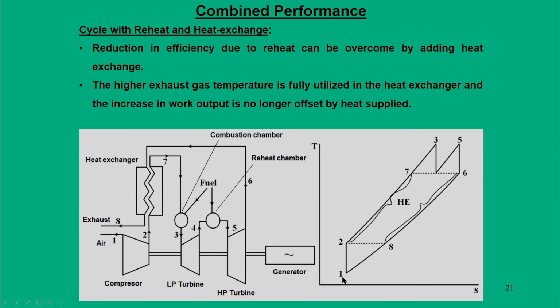The complete thermodynamic cycle could be 1, 2, then with reheating 2 to 7 it can go, and from 7 to 3 through the combustion chamber, then 3 to 4 in the low pressure turbine, that is expansion, then 4 to 5 in the reheat chamber, and 5 to 6 in the expansion in the second turbine, and 6 to 8 goes till the exhaust, and from 8 to 1 there is a loop, where it is actually open, but here it is shown closed in the sense that the exhaust goes to the atmosphere and from the atmosphere we get the fresh air.